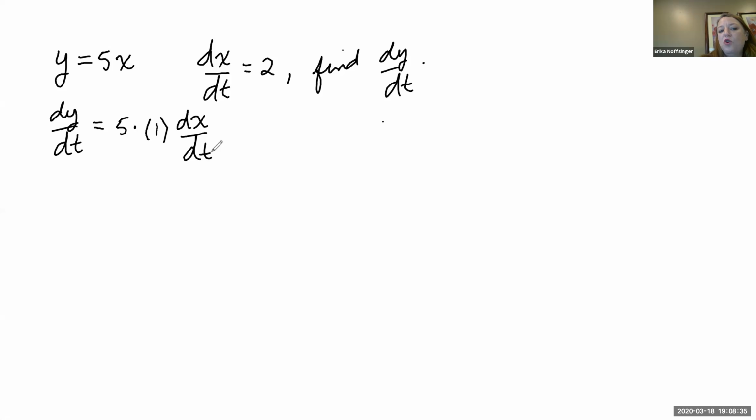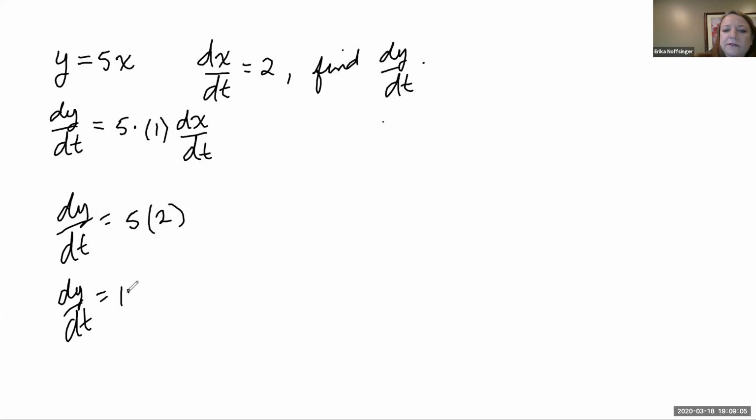So it actually told me what dx/dt is. It told me what the rate of change of x with respect to t was. It was 2. And so I can go back in here and replace dx/dt with 2. Doing that, we get dy/dt is equal to 5 times dx/dt, which we were given to be 2. So in this case, dy/dt is equal to 10.